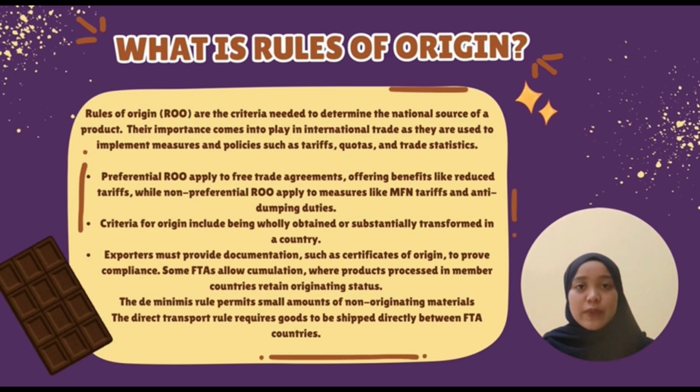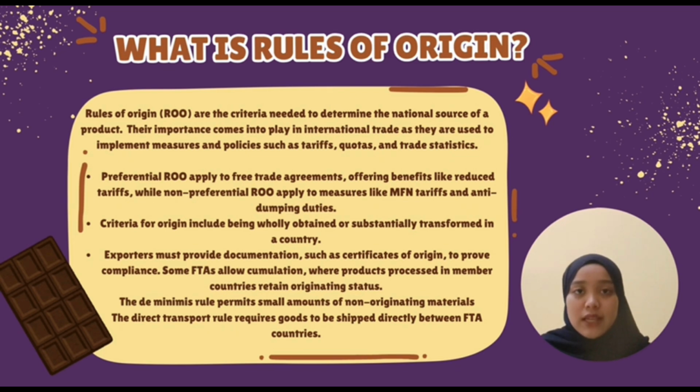The first one is preferential ROO, applied to free trade agreements offering benefits like reduced tariffs, while non-preferential ROO is applied to measures like most favored nation tariffs and anti-dumping duties. Criteria for origin include being wholly obtained or substantially transformed in a country. Exporters must provide documentation such as certificates of origin to prove compliance.